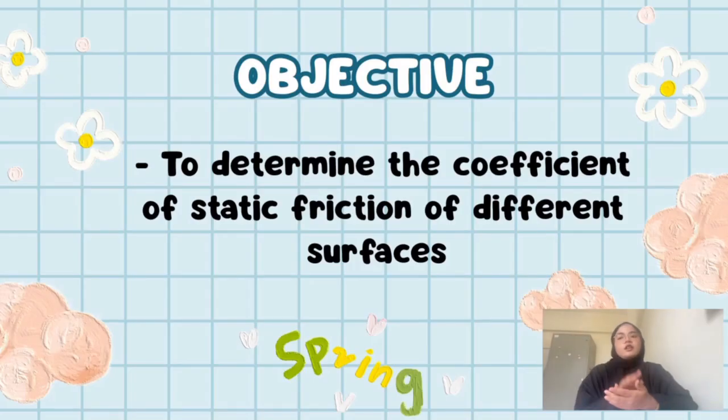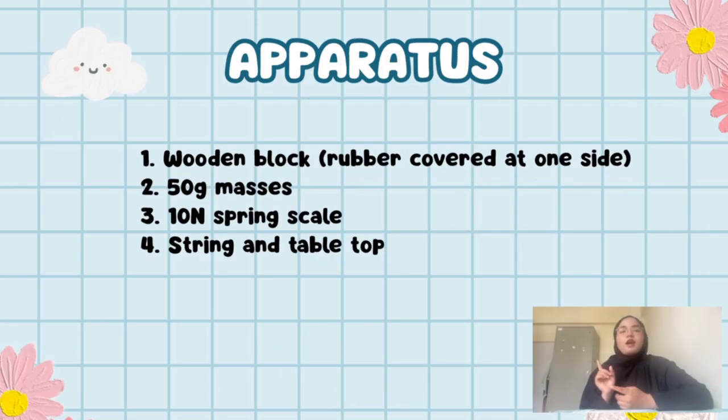The objective in experiment 5 is to determine the coefficient of static friction of different surfaces. So this is the apparatus that we need in this experiment. The first one is a wooden block. Second is 50 gram masses. The third one is a 10 Newton spring scale. And the last one is string and tabletop.